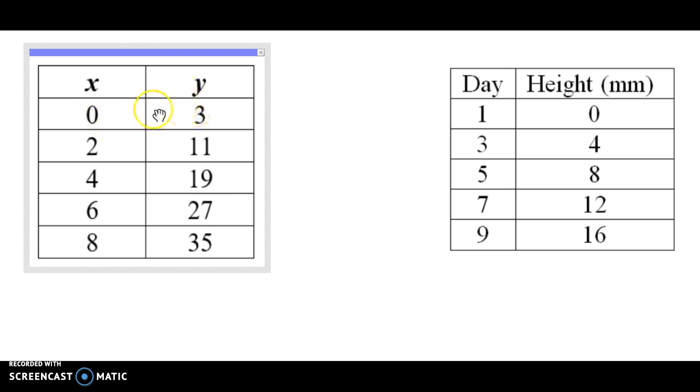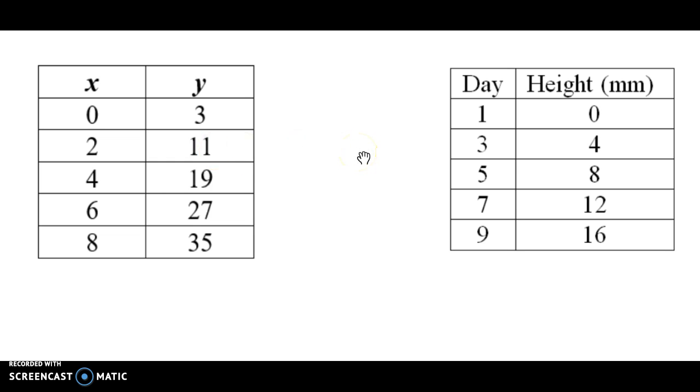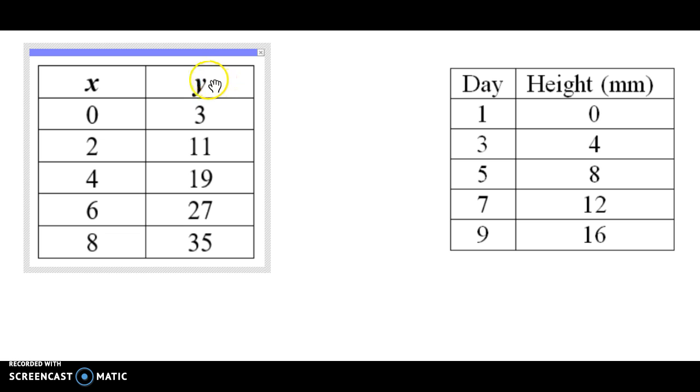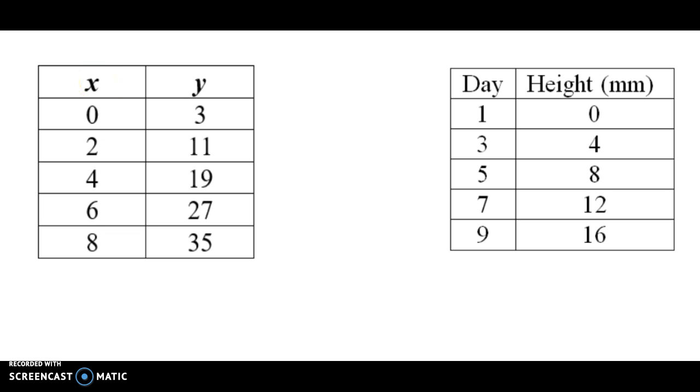0, 3 is an ordered pair. 2, 11 is an ordered pair, and so on. So if I think of slope as the change in y divided by the change in x, then when I create a mathematical calculation, I need to put a change in y on top divided by a change in x. Let's see what that looks like.